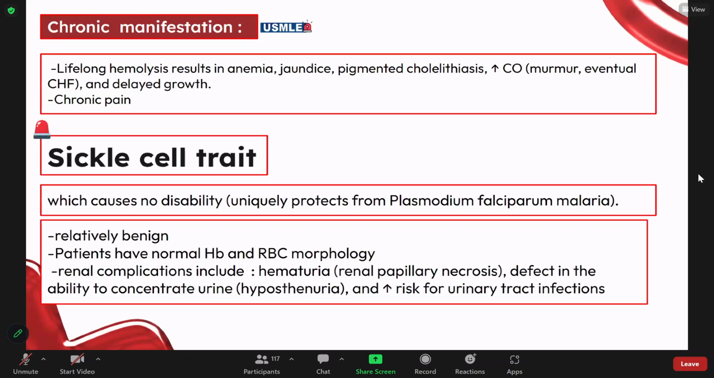Sickle cell trait is a benign condition and doesn't cause symptoms. The patient is also protected from Plasmodium falciparum malaria. The CBC and peripheral blood smear don't show any abnormality. Some cases present with renal complications like hematuria if renal papillary necrosis occurs, a defect in the ability to concentrate urine, and increased risk of UTI.